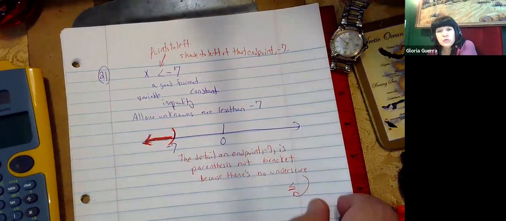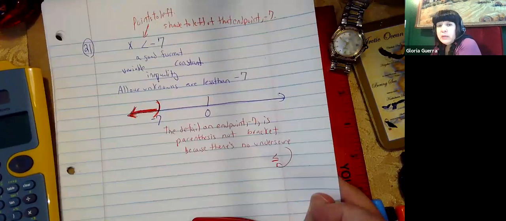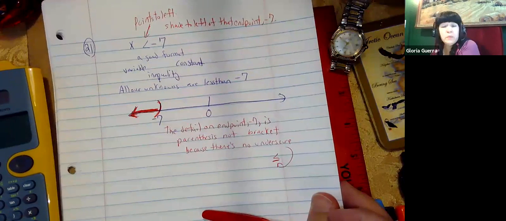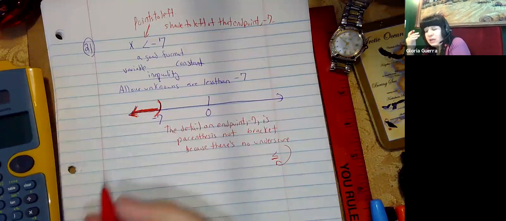I know in high school they use open circle and closed circle, but in college we don't use the open circle and closed circle, because we also do interval notation. Open and closed circles aren't helpful for interval notation, but the brackets and the parentheses are. We can use brackets and parentheses in the interval notation.